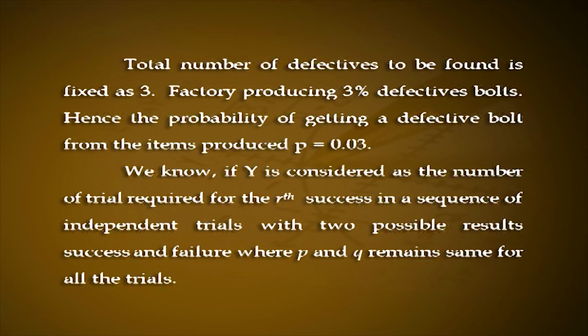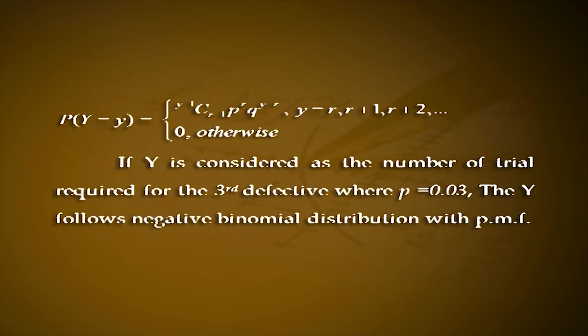We know if Y is considered as the number of trials required for the rth success in a sequence of independent trials with two possible results, success and failure, where P and Q remain same for all the trials, P of y equal to small y, that is equal to y minus 1 C r minus 1, P raised to r into Q raised to y minus r, for y equal to r, r plus 1, r plus 2, etc., and equal to 0 otherwise.